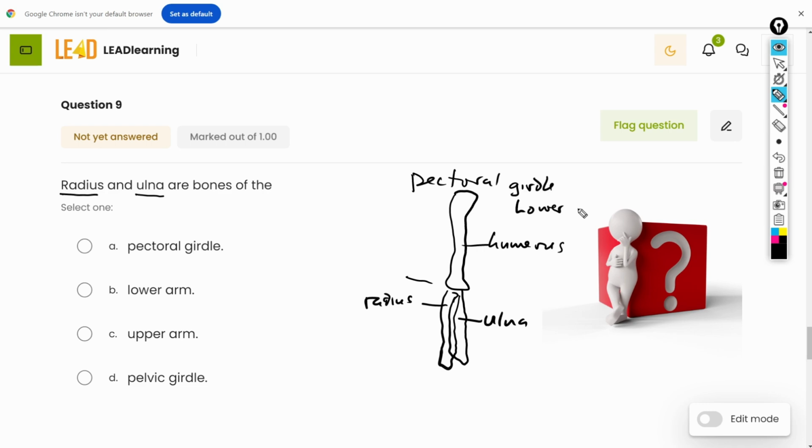So let's look at our options. Pectoral girdle, the lower arm, the upper arm, the pelvic girdle. So it's the lower arm. Our correct answer is the option B.